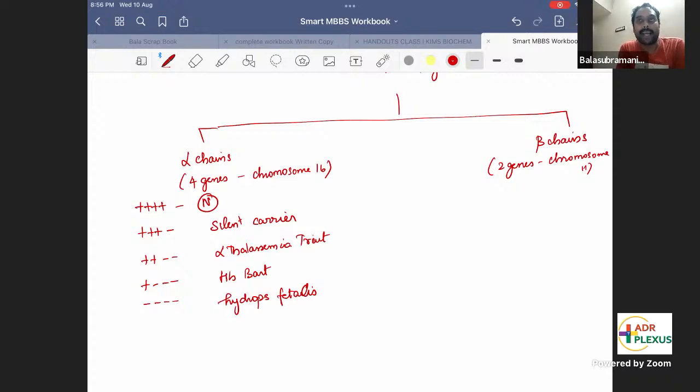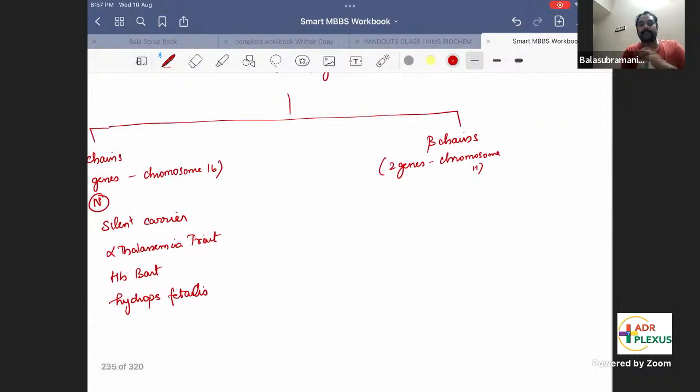So that's about alpha thalassemia. So decreased alpha chains, that is because of probably one or 2 or 3 or 4 of the genes being knocked off. So the alpha chains are not properly produced. It can be a silent carrier, it can be an alpha thalassemia trait, or it can be Hb Bart's, or it can be hydrops fetalis. What about the beta chains?